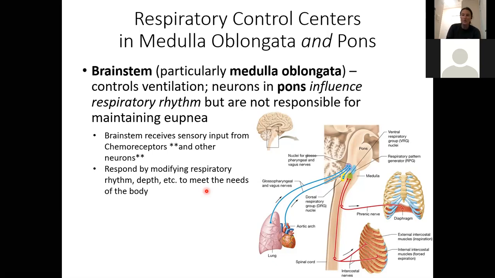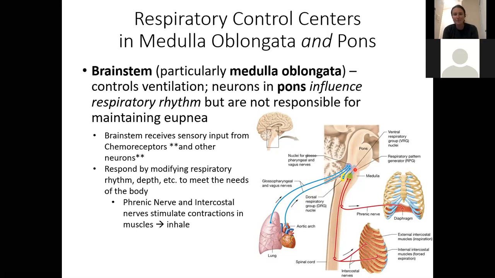Okay. So when the brainstem receives this information from the chemoreceptors and some other receptors, which I'll talk about here in just a moment, the pons and medulla can modify the respiratory system in order to meet the needs of the body at the time, right? Do we have too much CO2? Do we have too little CO2? How do we get back to normal, right? And so in response to messages from all of these different neurons, right? And again, we'll get into the rest here in just a moment.